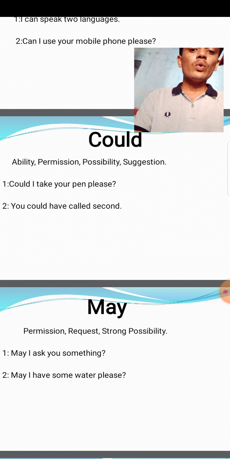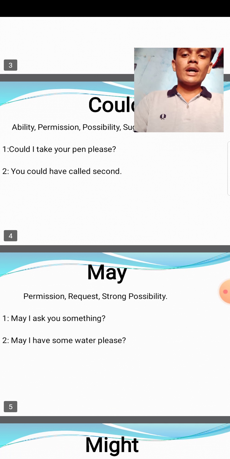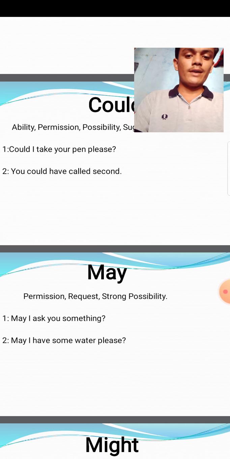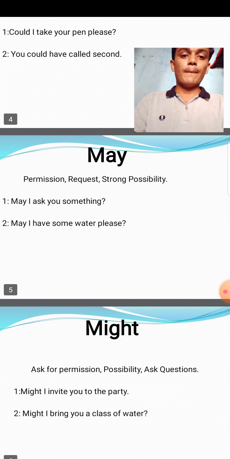Number 2 example is: you could have called second. This is the example of could.